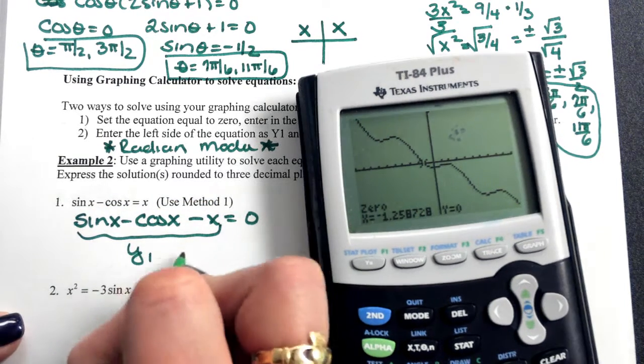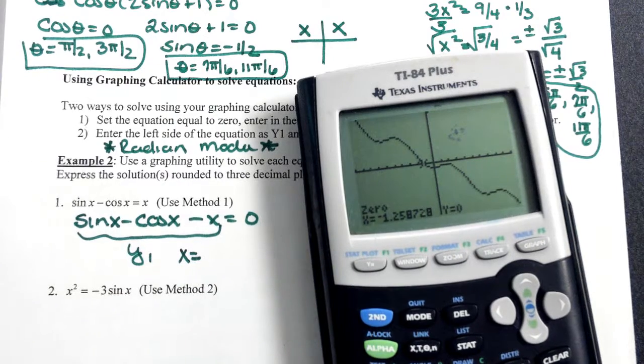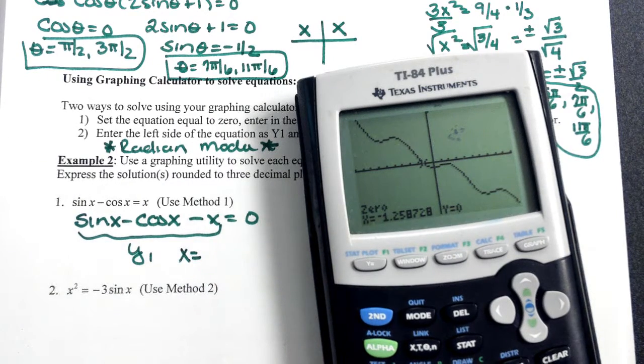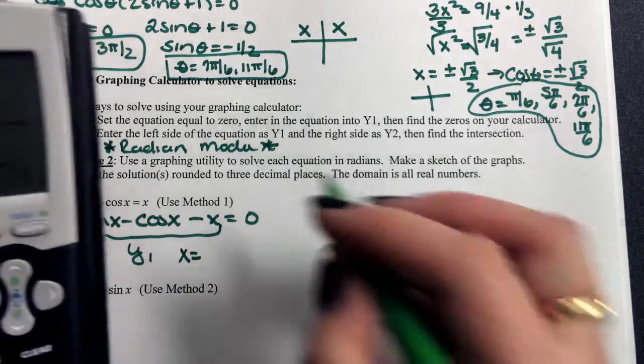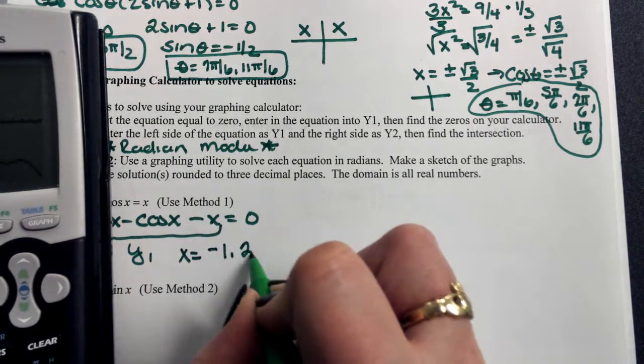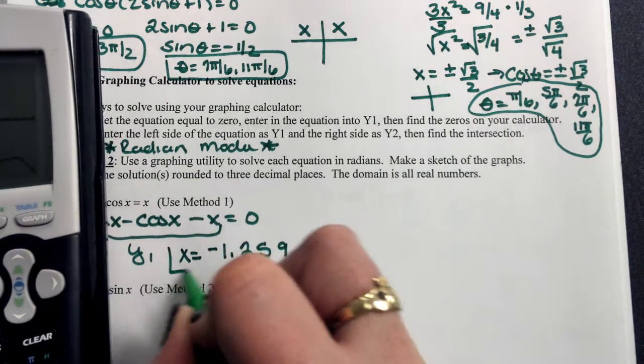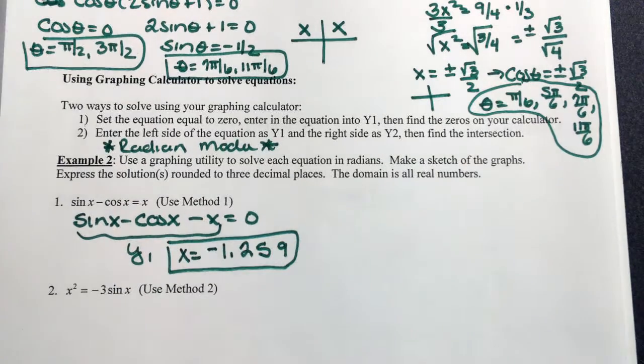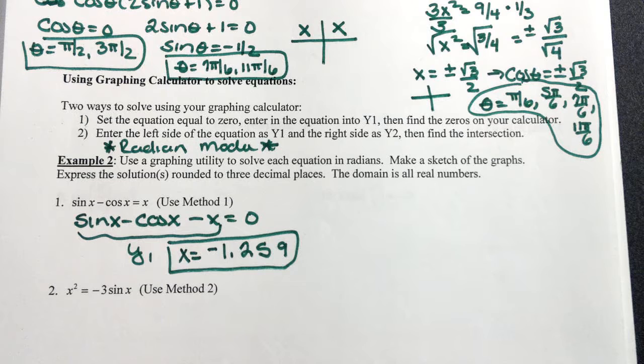So x is going to be equal, again, how many decimal places do I round to? Remind me again? 3. Negative 1.259. So like I said, the same techniques you learned back in algebra, you can use to solve trig equations on the calculator. Okay? So that's one way you may have been taught to solve equations.